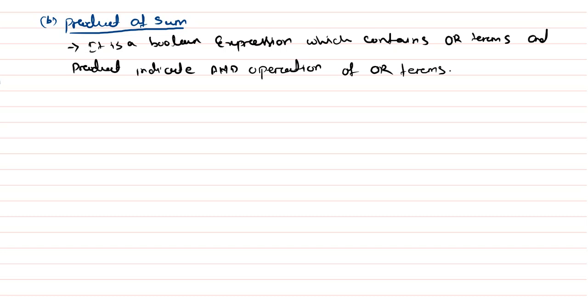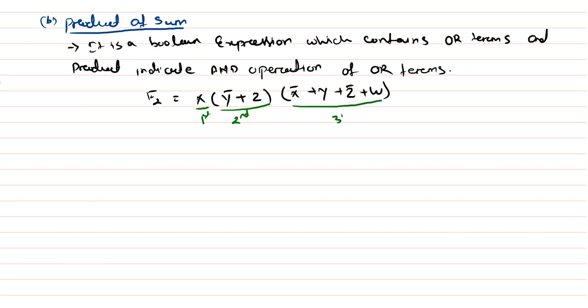Okay, let us understand from the example first. So if I write a form like x into y dash plus z, into x dash plus y plus z dash plus w, random variables. So here you see, this is one term, this is another term. Suppose I write this is first term, this is second term, and this is third term. So what are these? These are terms associated with OR. So these are OR terms, I can say.